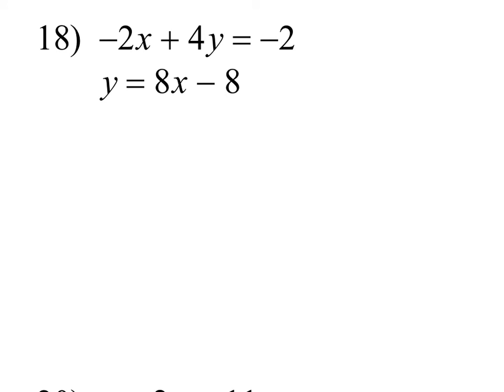Next is number 18. Number 18 is a lot like number 17. In this problem, they're telling us that the variable y is equal to 8x minus 8. So I'm going to go into my other equation, take out this y, and replace it with 8x minus 8. I'll start rewriting. I have negative 2x plus 4. Now here's where my replacing starts. I'm going to take the y out of the red parentheses that are right here, and I'm going to replace it with this, which is equal to y.